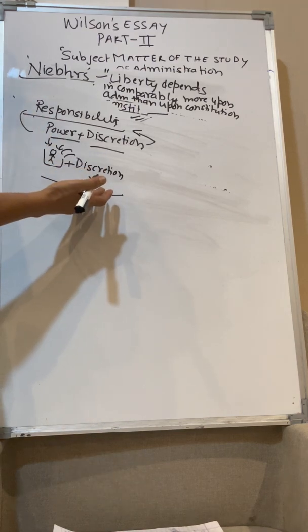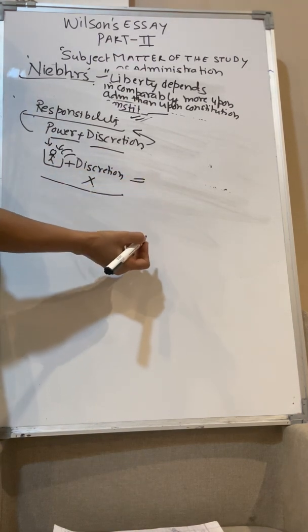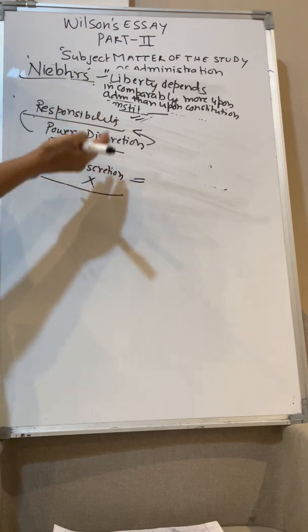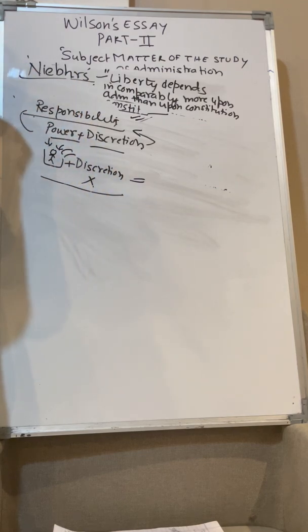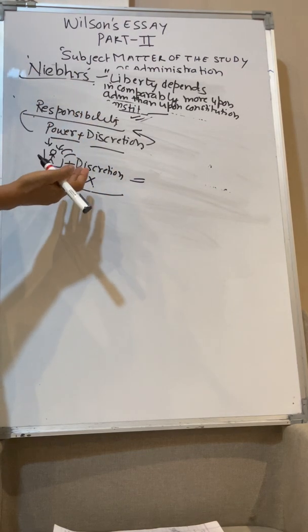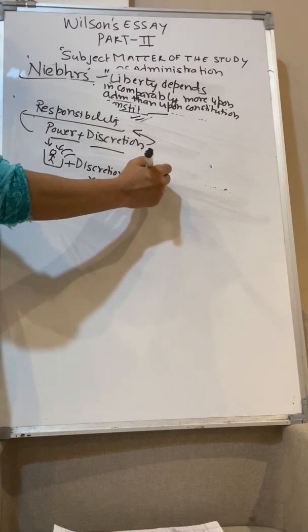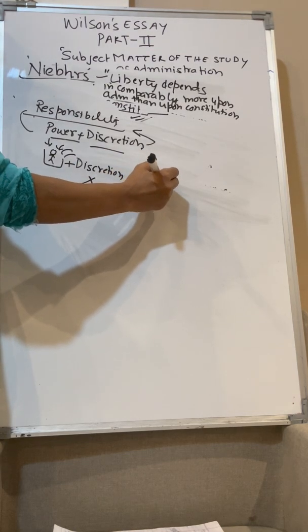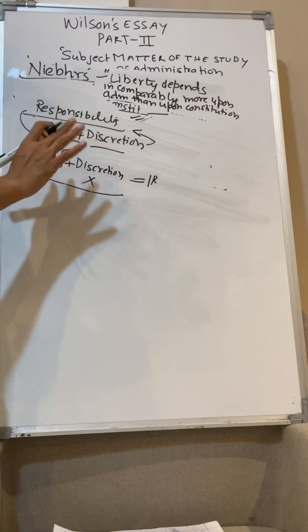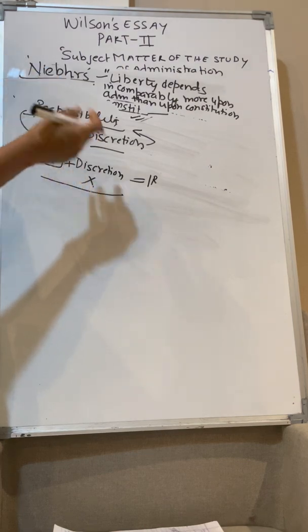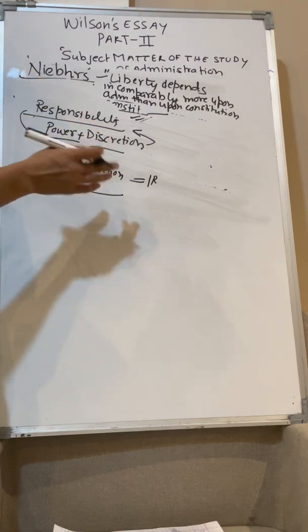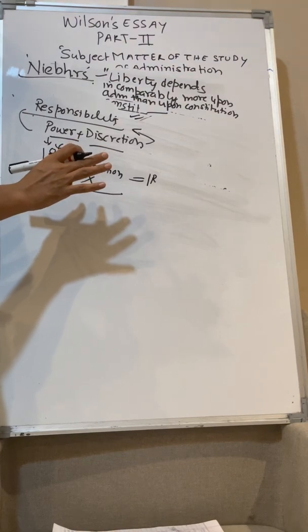So will it be efficient? No, you cannot fix the responsibility because the person is not ready to take the responsibility, because he is not being given the power of discretion. So this is useless, this is irresponsible power, and this will be as good as not giving power at all. And when you're not giving any power, it's not going to be an efficient form of administration.